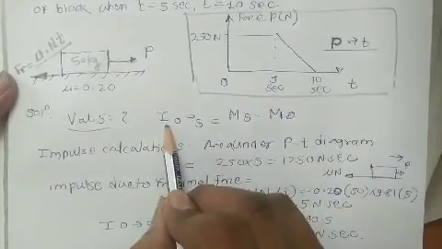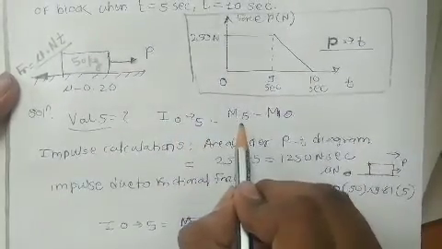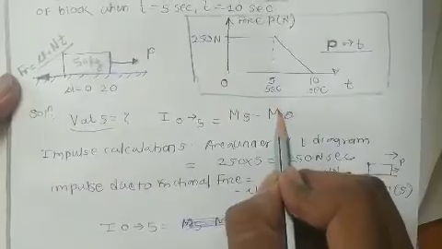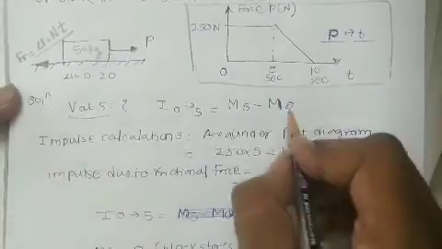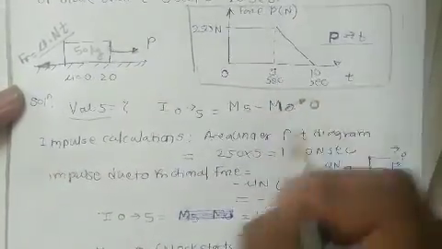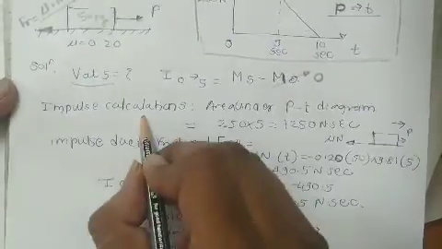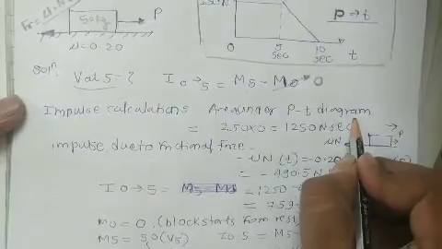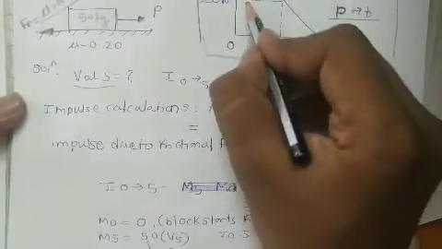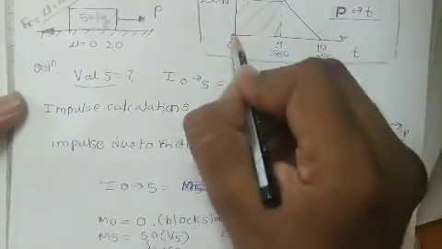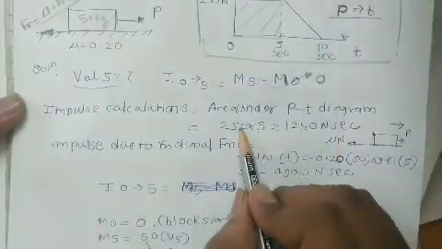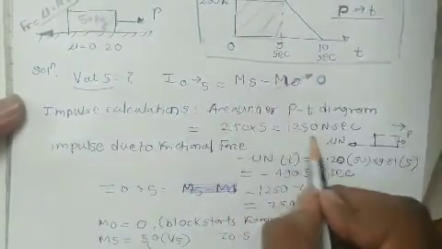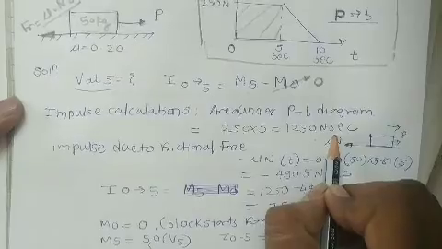We can write impulse from 0 to 5 is equal to momentum at 5 minus momentum at 0. The block is initially at rest, so the initial momentum will be 0. Now we calculate the impulse at 5, which is equal to the area under the force-time diagram. So we take the area of this, which is 250 into 5, so that is equal to 1250 newton seconds.